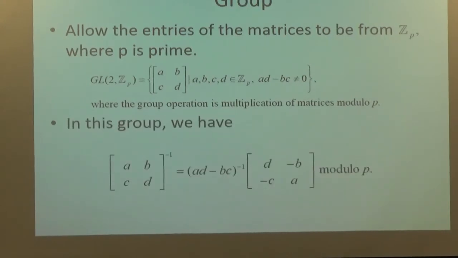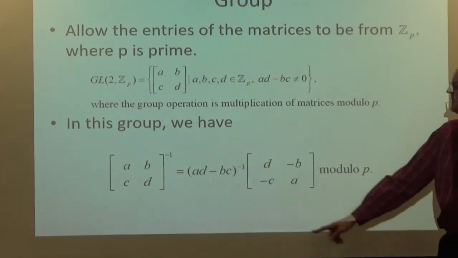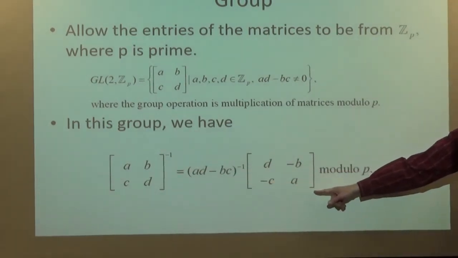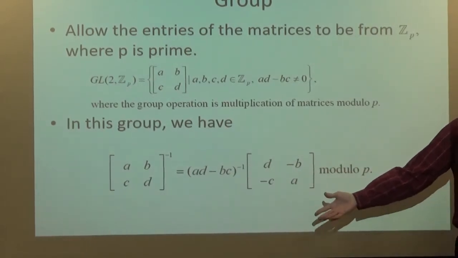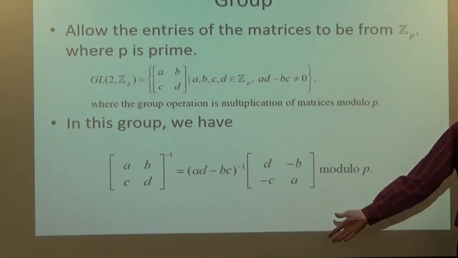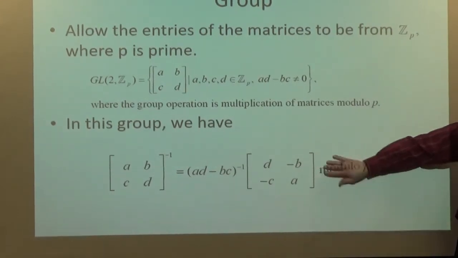Can you find the inverse matrix of a given element? Yep. And you can use this formula, which you should have seen in the reading. Now this formula works even if A, B, C, and D were, say, real numbers, or even complex numbers. This formula works in general, though you don't put the modulo P there.